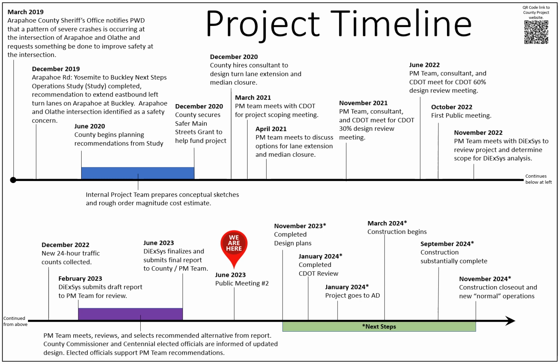Public meeting number 2 is being held in June of 2023 to inform residents of the updated design. The project management team will then focus on finalizing the project plans and anticipate construction beginning in the spring of 2024.